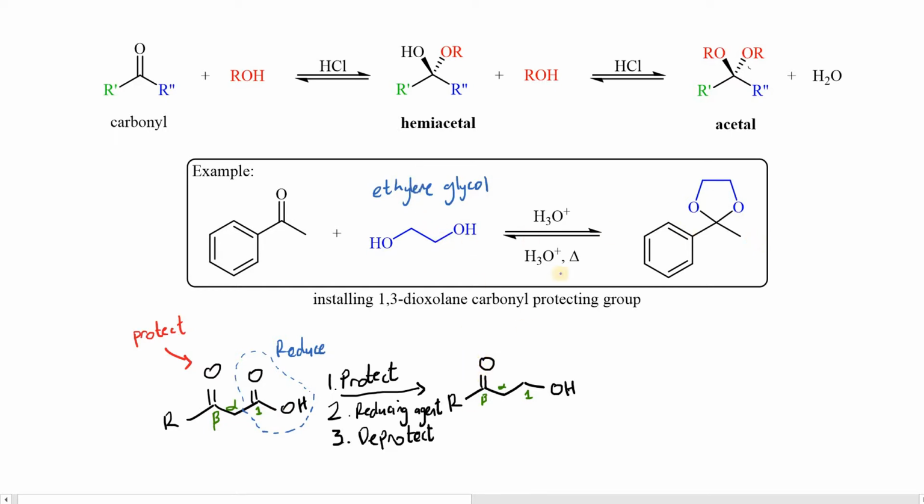Okay? And to deprotect, we can use some acid, we can heat up the reaction mixture, and force the equilibrium in the reverse direction to remove ethylene glycol and regenerate the carbonyl. Okay? To install this protecting group, we need to form an acetal. Remember, R' here is our phenyl group. R double prime is the methyl. Our OR groups just so happen to be joined to one another because we're not using 2 equivalents of alcohol. We're using ethylene glycol. It has 2 moles of OH.